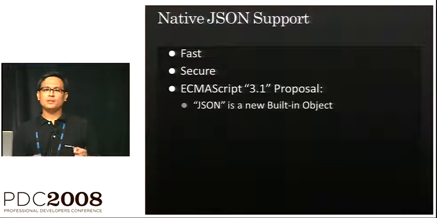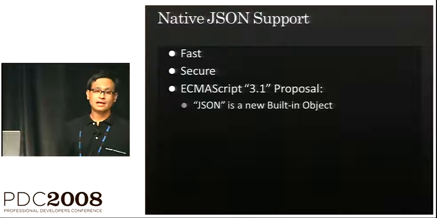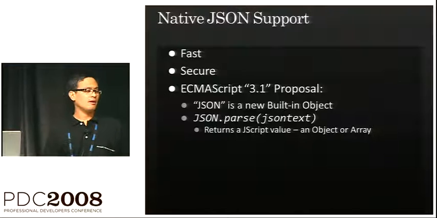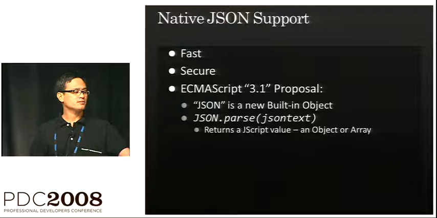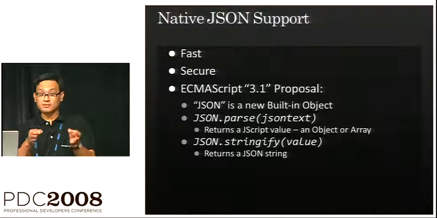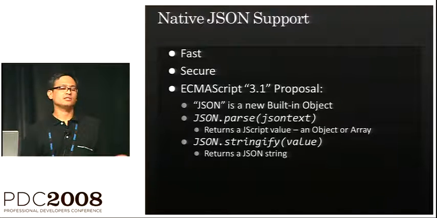JSON is now a new built-in object. So in the JScript engine, it has two methods. One is JSON.parse, which we saw in the example earlier. It takes a JSON string, and it will return you a JScript value, which can be an object or an array, depending on what the JSON string is. The other method is the reverse of JSON.parse. It's called JSON.stringify, which takes a JavaScript object or an array, and it will return you the corresponding JSON string.